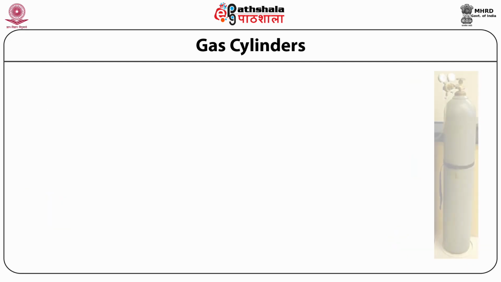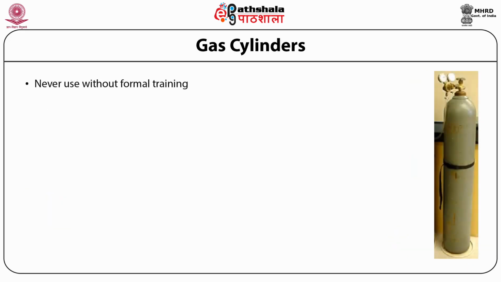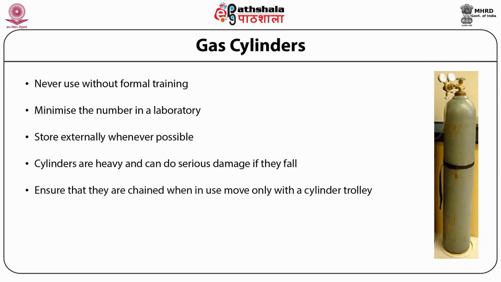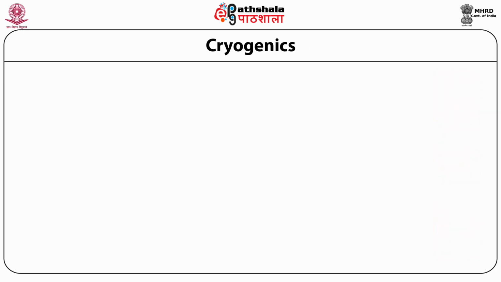The next hazard is gas cylinders. Never use them without formal training, and you should minimize the number in a laboratory. Store externally whenever possible. These cylinders are heavy and can cause serious damage if they fall on your foot. Ensure that they are chained when in use, and cylinders are moved only with a cylinder trolley. Use regulators and control equipment for the safety control of the cylinders.